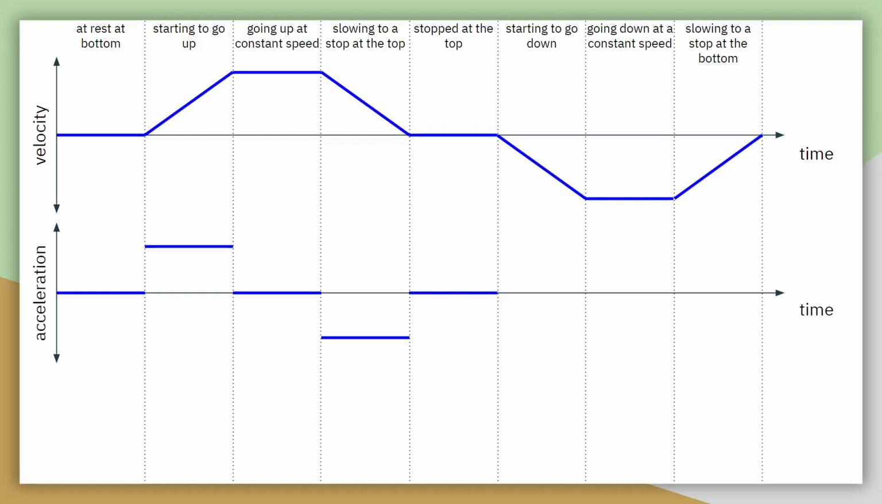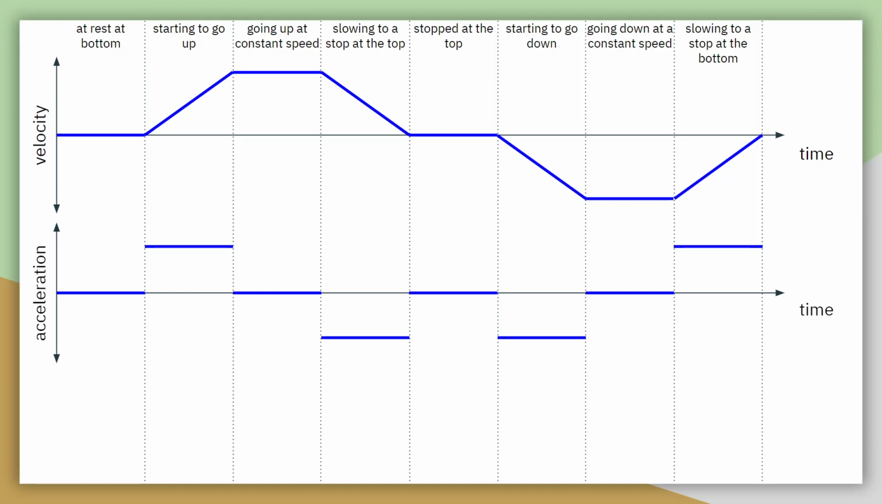When the elevator starts to go down, it's a negative slope on the VT graph. So it's a negative acceleration. Going down at a constant speed, horizontal line on the VT graph, 0 acceleration on the AT graph. And then finally, when it's slowing to a stop at the bottom, we have a positive slope on our VT graph, so we have a positive acceleration on our AT graph.